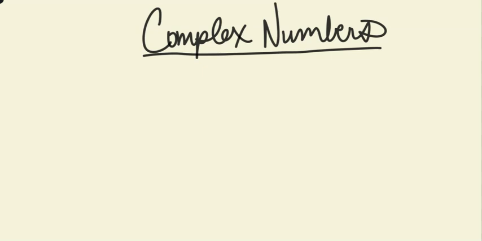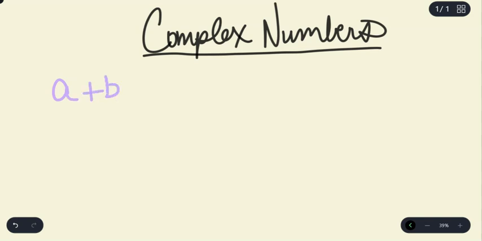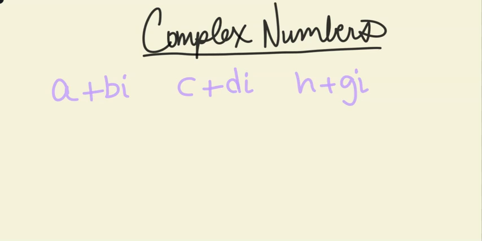So I'm going to give you a couple of examples on what we've covered earlier this week, which is our complex numbers. If you remember, complex numbers are in the form a plus bi. You might see them written as c plus di, or as h plus gi. It doesn't really matter what the letter is that's used, the placeholder. It's just that you have a couple of components.